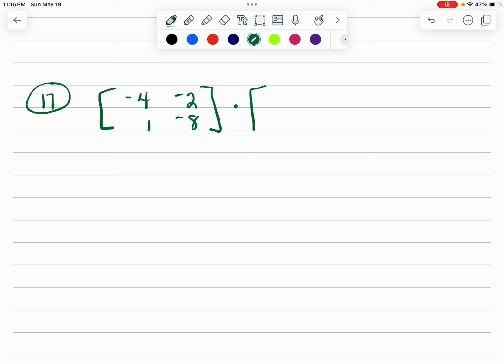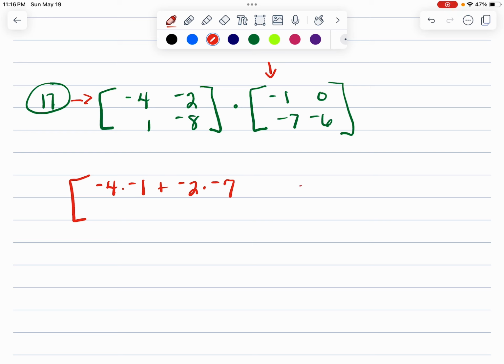And then we know since these are two square matrices, obviously you can multiply them together. So, not a problem here. Remember, it is rows by columns, right? So, as I go across, I'm going to go down. Negative 4 times negative 1 plus negative 2 times negative 7. It's first row, first column.